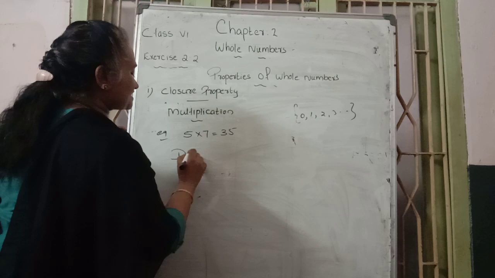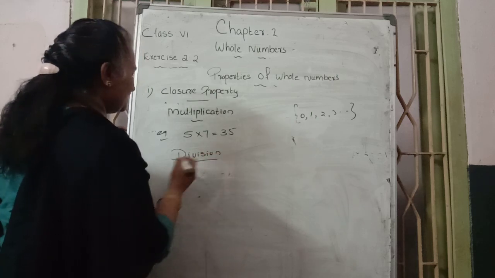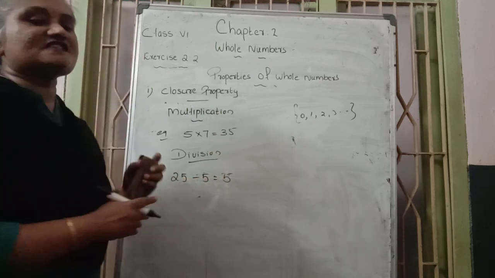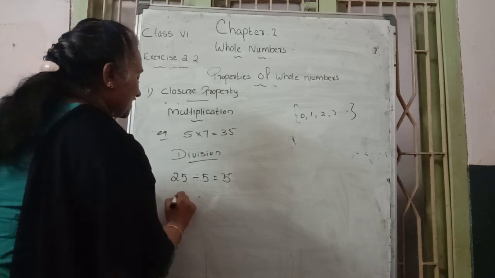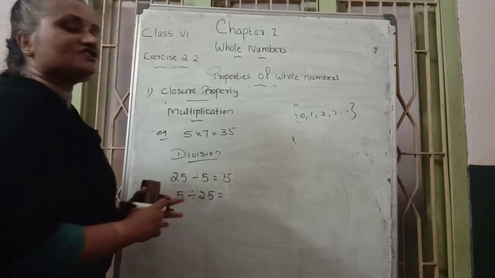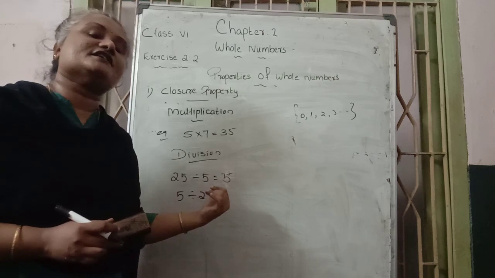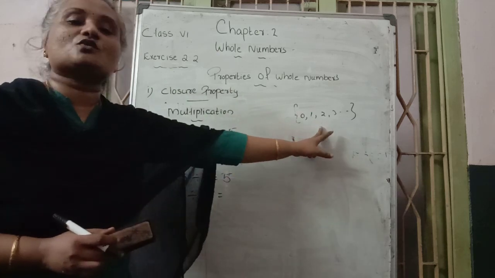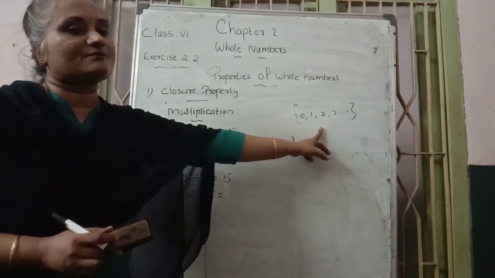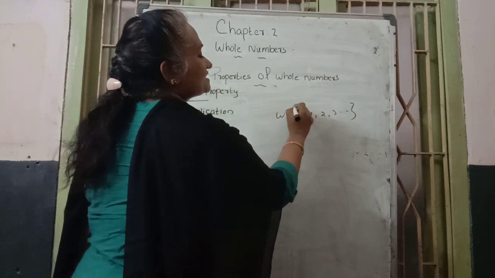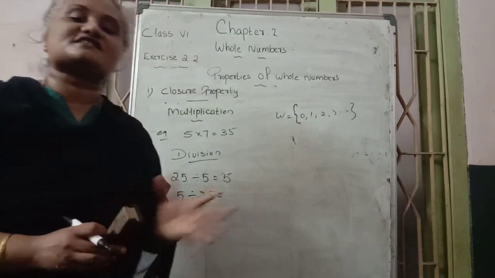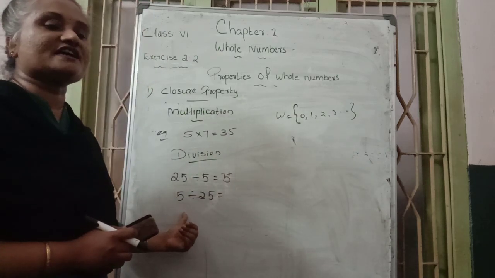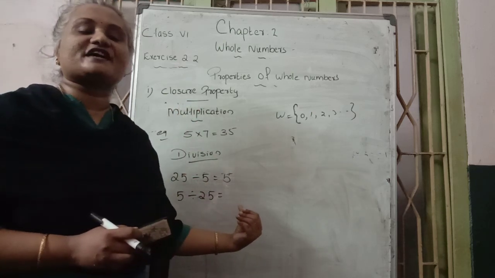Then the next case is division. See, 25 divided by 5. What is the answer? 5 is the answer. That part is okay. What about 5 divided by 25? Is division possible? Possible, but dividing gives a decimal number as the answer. A decimal number is not a whole number. Whole numbers include 0, 1, 2, 3, 4, etc. only, not decimal or negative numbers. That's why the closure property is not satisfied under division.